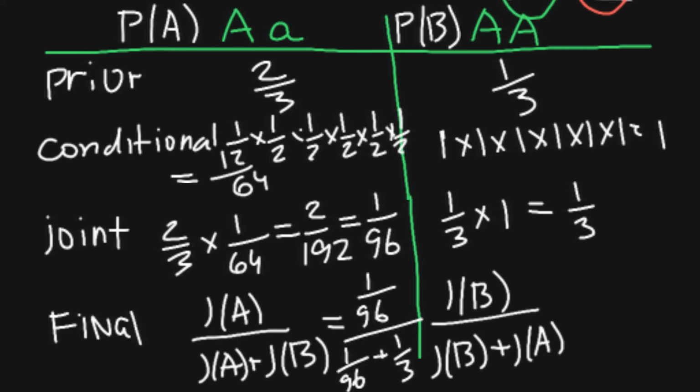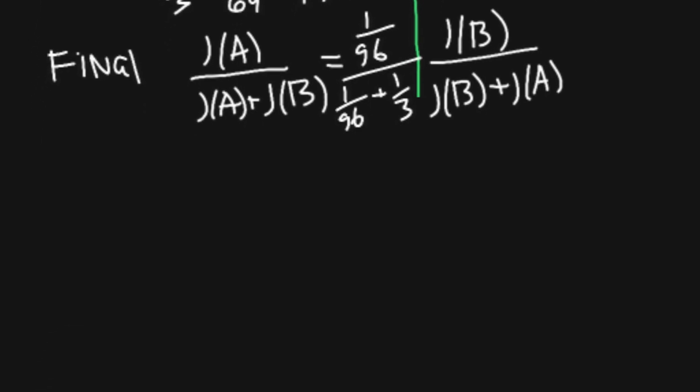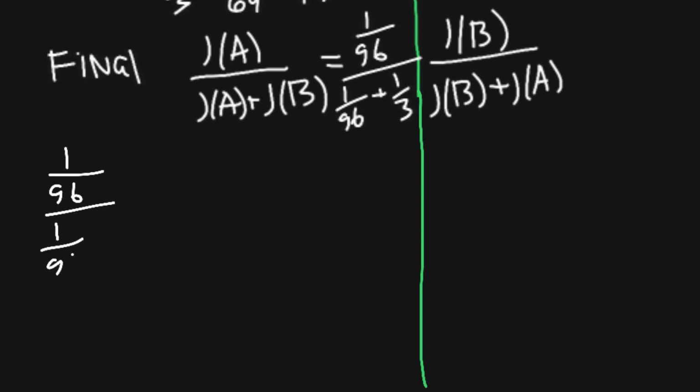So what we are going to have here on the left side, let me draw a line here, and we are going to have 1 over 96 divided by 1 over 96 plus 1/3. So how do we add 1 over 96 plus 1 over 3?